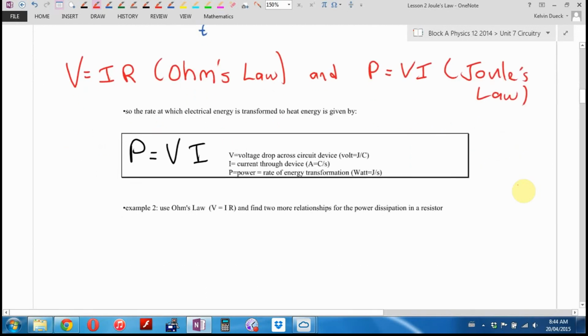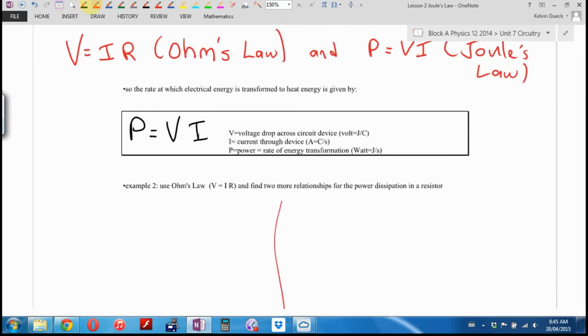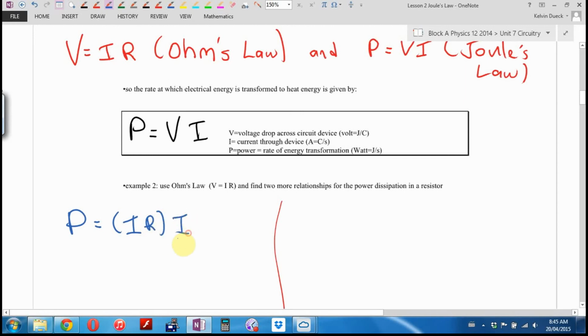In fact, we can combine these 2 to get 2 more versions of Joule's law. These next 2 are not on your formula sheet, but I'll show you them anyway. So what did we just say, Jake? Power equals what times what? Except what's another expression for V? Oh, so another way to write this would be power equals I R I. But that's really I times I. What's another easier way to write I times I?